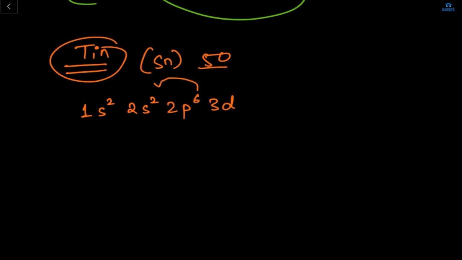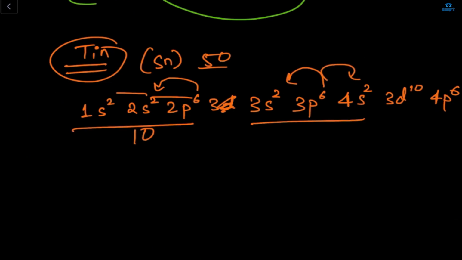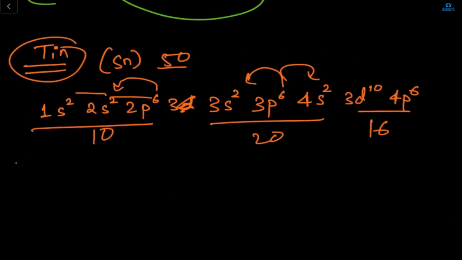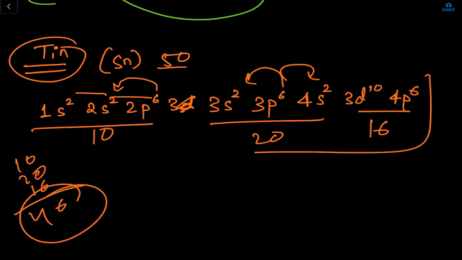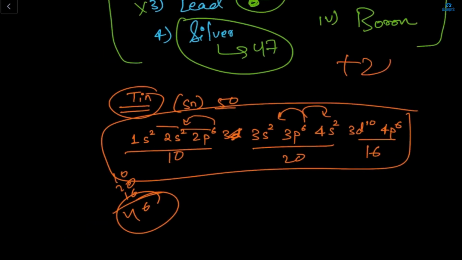So 2, 2. How much is this? 8 and then 10. Then, sorry, not d. Again, it will be s, and then p will be 6. 4s will be 2. Then 3d10, 4p6. So how much is it? 6 plus 2, 8. 8 plus 2, 10. And this is 16. So 10, 20, 16 is how much? 46. This is a total of 46. How many more are left? Plus 2 to become 48.